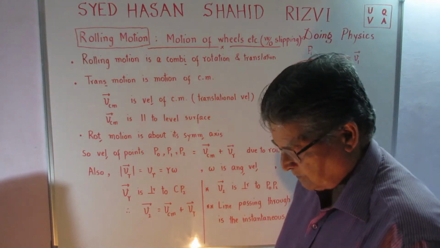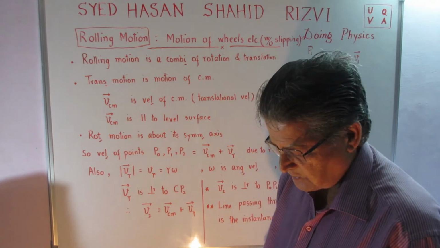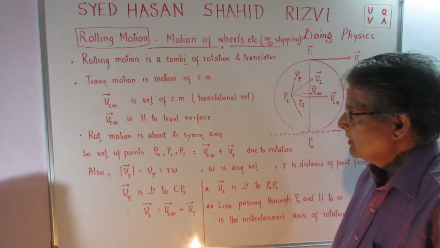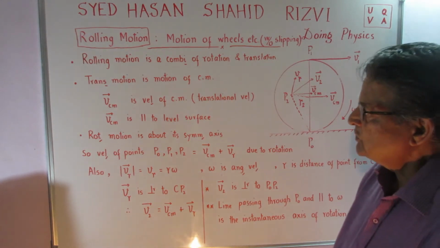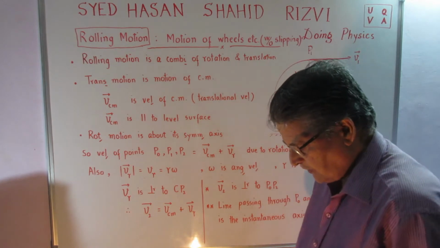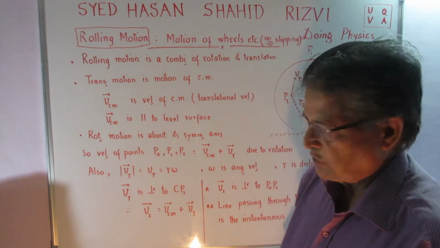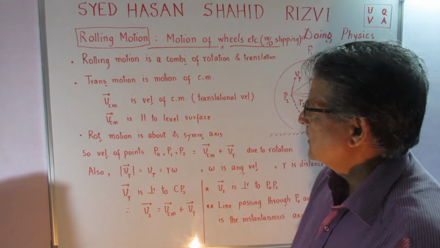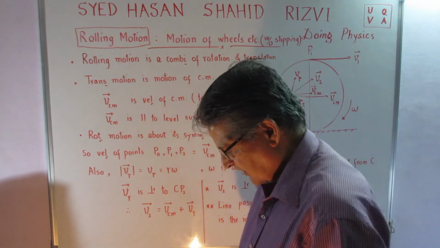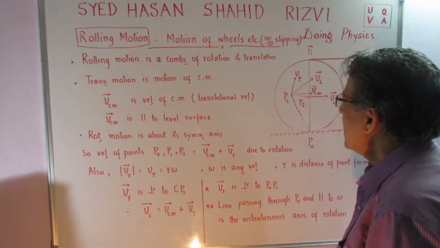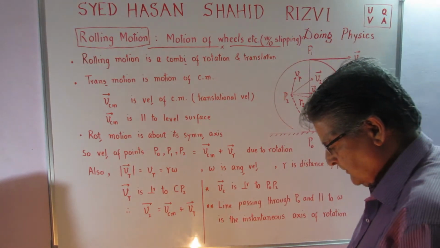So, to wind up this chapter of the system of particles and rotatory motion, now we discuss one of the most interesting things: the rolling motion, the motion of wheels, etc. There are several examples, the motions of cylinders, etc., without slipping. So we'll look at that.